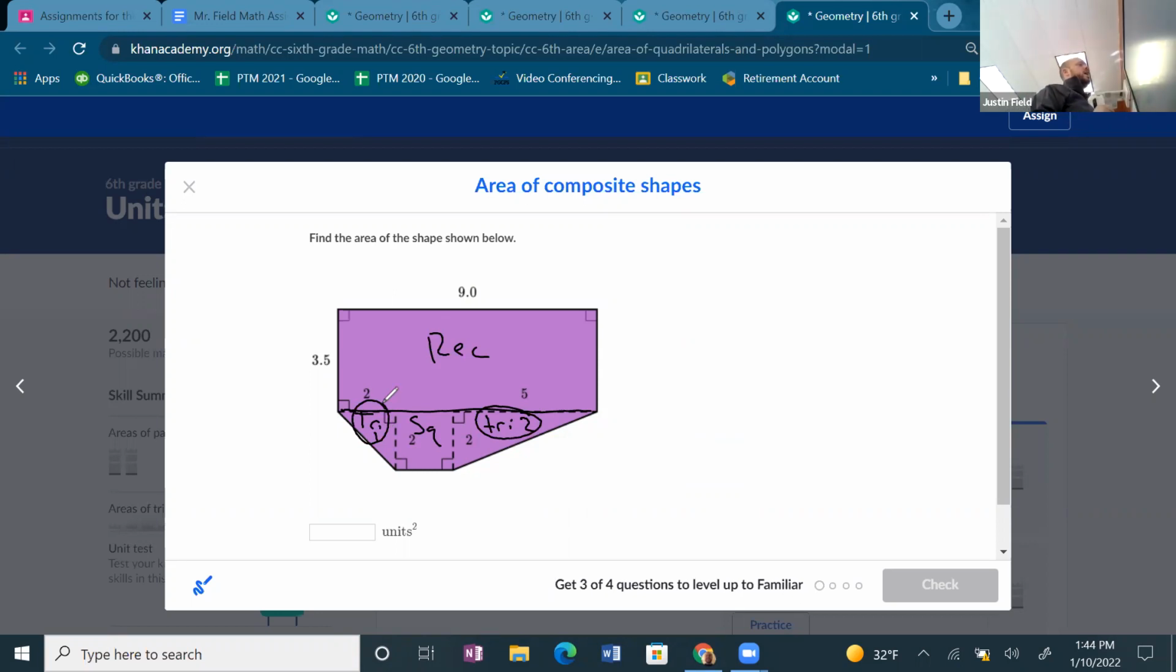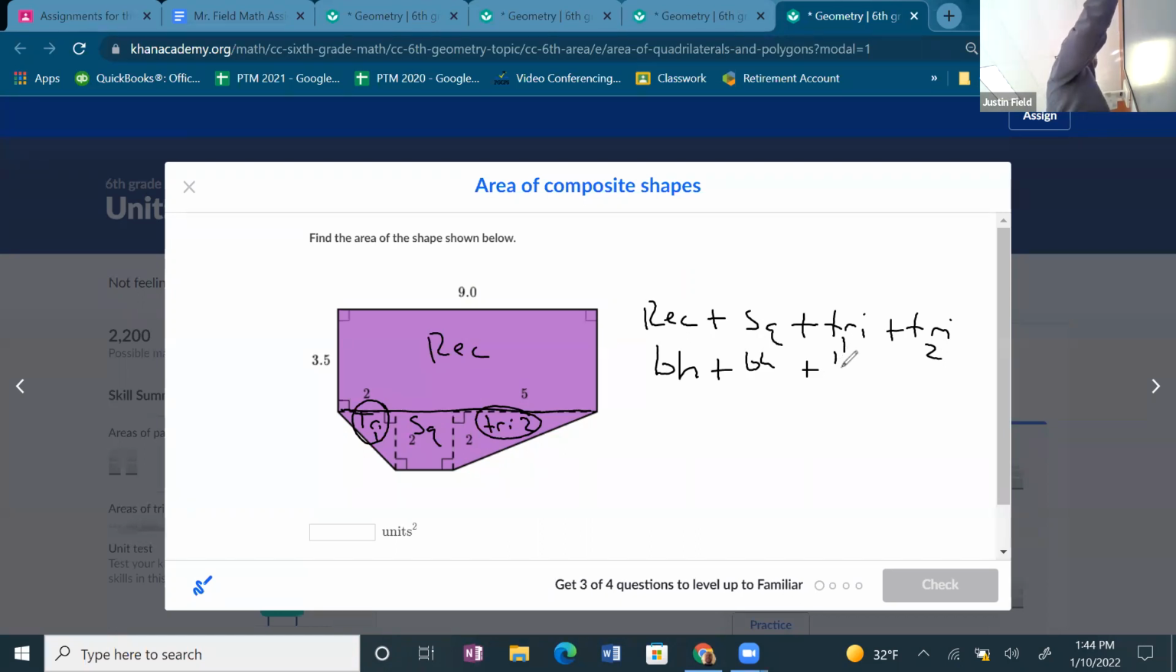All right, so now we can find the area of the shape instead of knowing a brand new area formula by adding the rectangle plus the square plus triangle 1 plus triangle 2. So area formula for a rectangle is base times height. Area formula for a square is also base times height, but it's going to be different base and height. Area formula for a triangle 1.